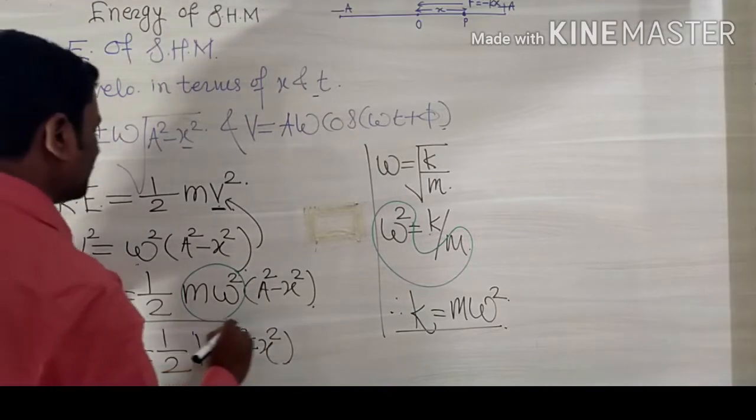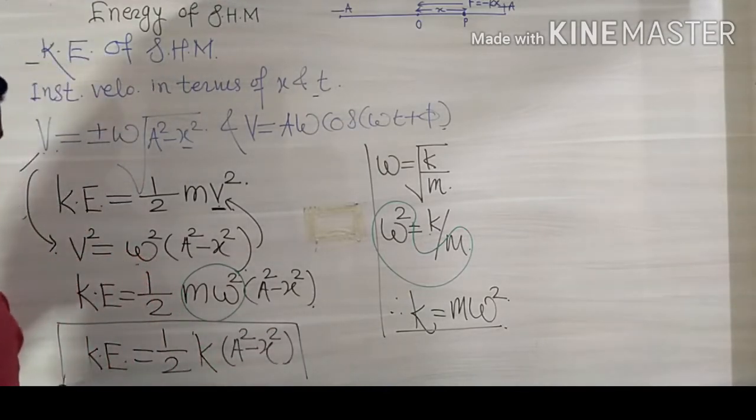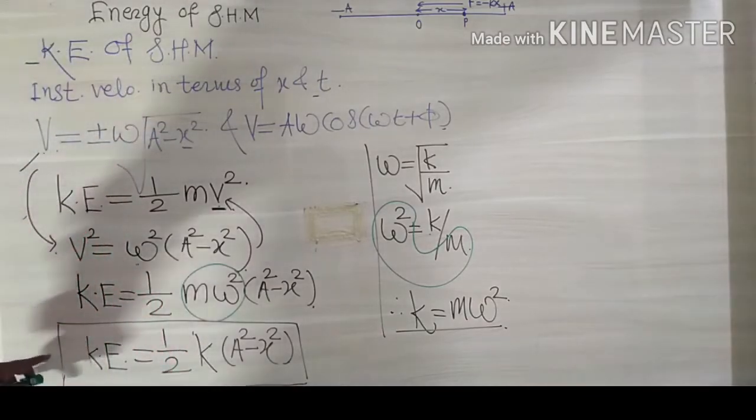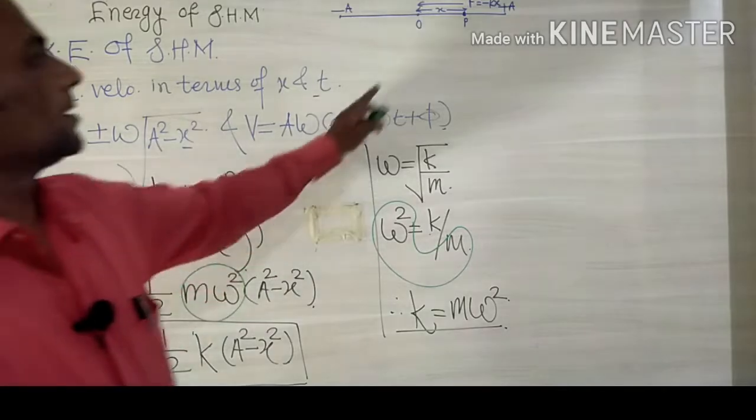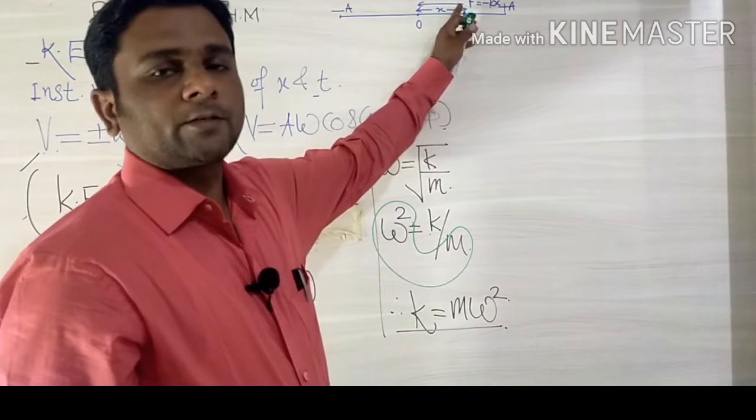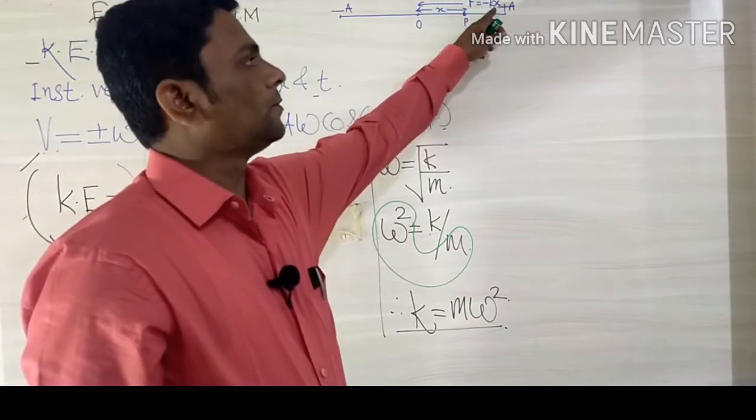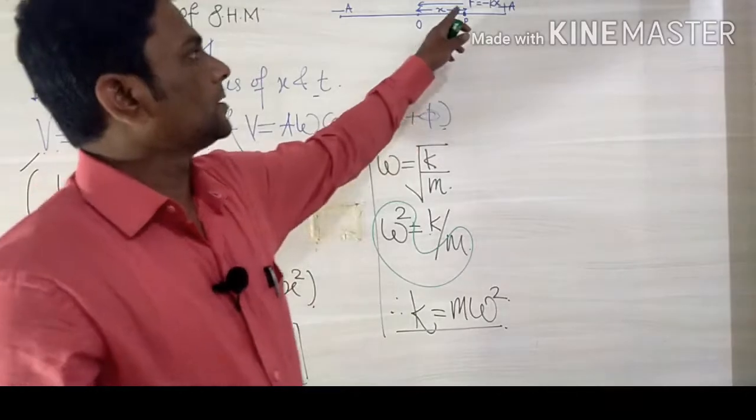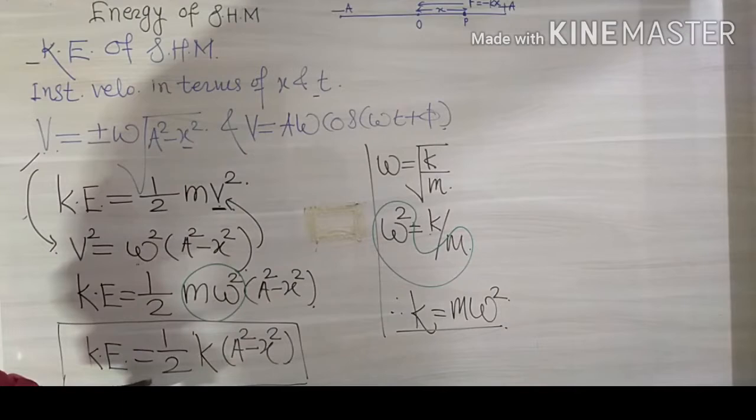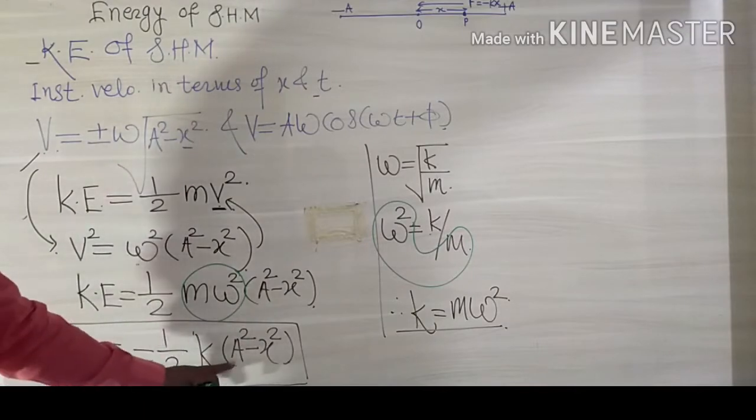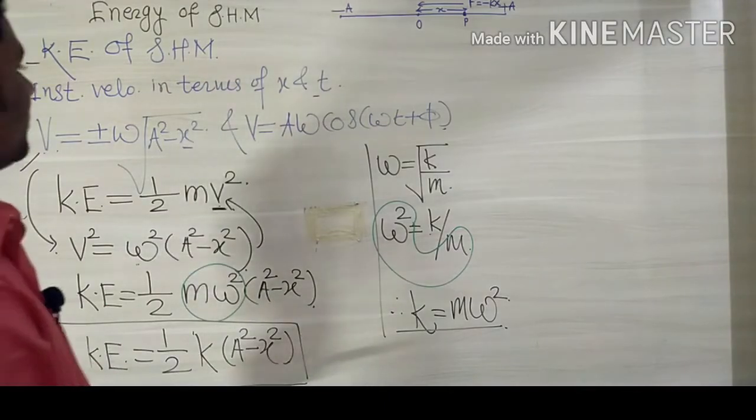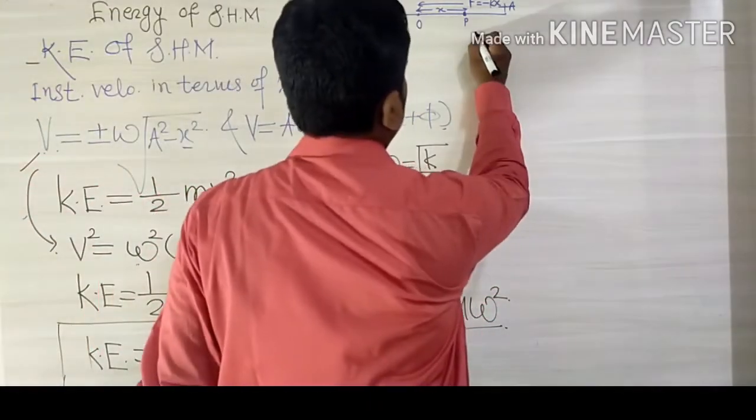So we get the kinetic energy whenever a particle performing simple harmonic motion has a mass m at a distance x from the mean position, and at that point the restoring force acting toward the mean position is F equal to minus kx, where k is called the force constant. So kinetic energy is equal to 1/2 k into a square minus x square. Now we find the potential energy of simple harmonic motion.